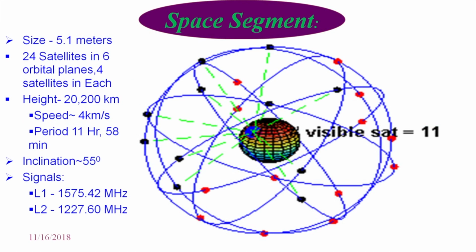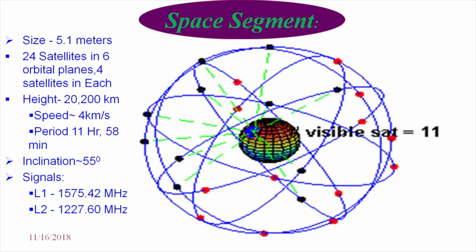One is known as the space segment, another is the control segment, and the third is the user segment. The space segment comprises the constellation of satellites, and the control segment consists of control stations. There are various control stations at different places on the globe, and the user is anybody who has a GPS receiver, whether on navigation, aeroplanes or ships. The space segment consists of 24 satellites in different orbits. There are 6 orbital planes with 4 satellites in each orbit.